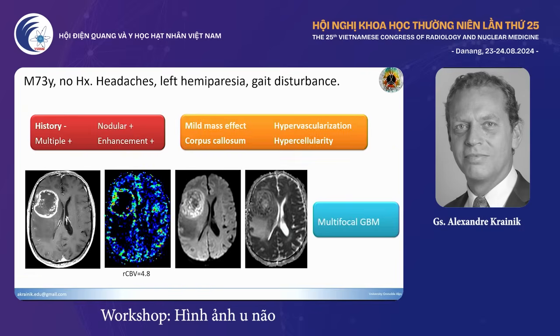Okay, another example, 73 years old. Well, he has a left hemiparesis. You see it enhanced. Well, there's a high CBV on the periphery, where there's an enhancement of the tumor. Also, a decrease of the ADC. It's typically a glioblastoma.